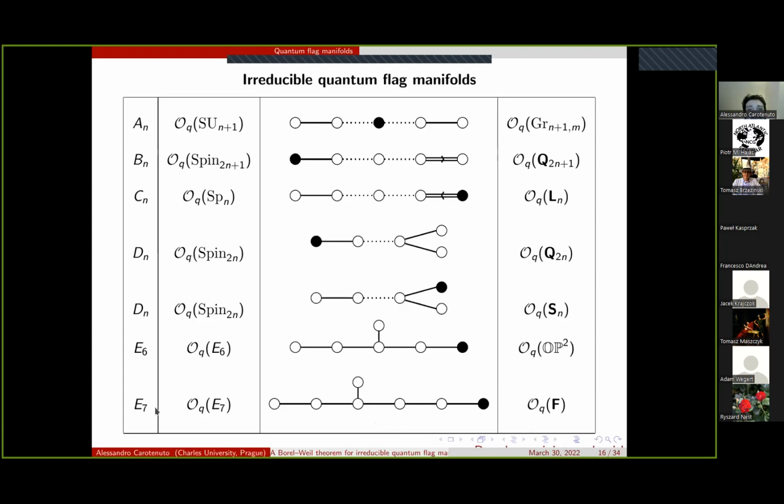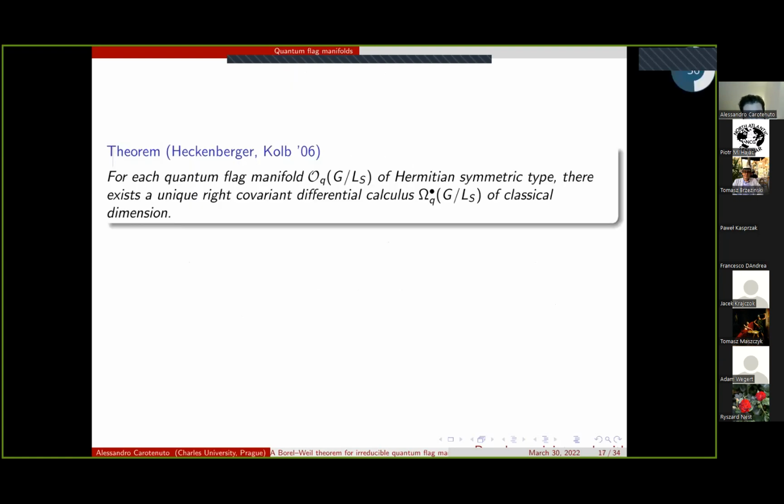And I should mention also that the irreducible quantum flag manifolds correspond to the quantum flag manifolds that are also quantum symmetric spaces with respect to an involution on U_q(g). So they can be characterized in this more abstract way. Okay, why are we interested in this class of quantum flag manifolds? Well, because we can work with them.